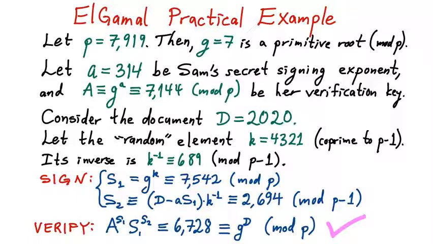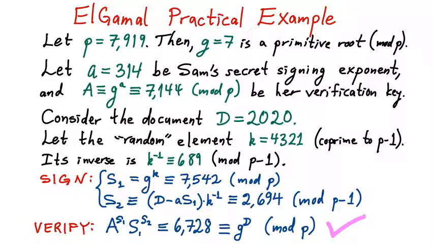Consider document D equals 2020. May make people think of a specific year. And I'm just going to take a random element, k equals 4321, whatever. You have to check that this is co-prime to p minus 1, but it is. So it's random, but it has to satisfy that condition, right? And then it's easy to find the multiplicative inverse of k modulo p minus 1, which is 689, so their product is congruent to 1 modulo p minus 1.